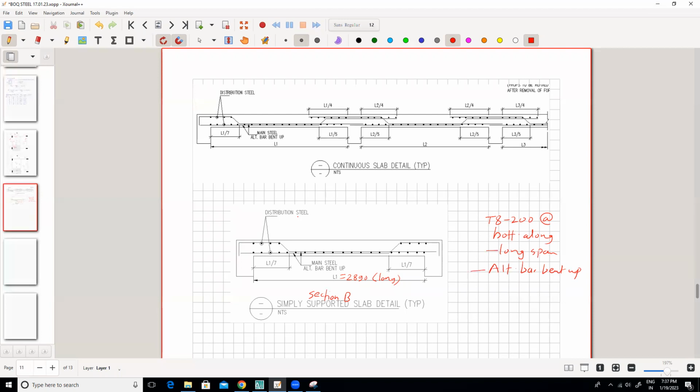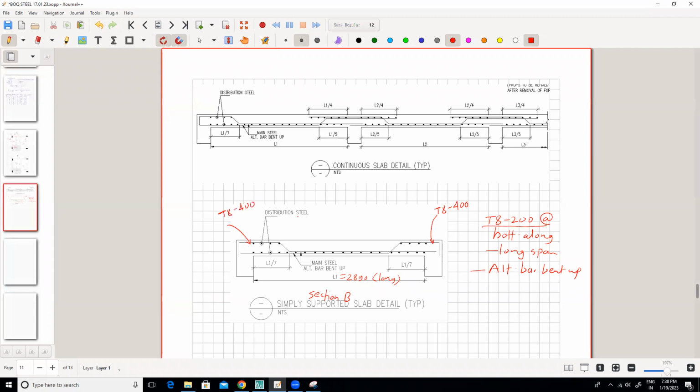So alternate bar bent up means, you can see here, this bar is there. It is going like this, it is bent and it is going straight here. And the next bar is straight here and bent like this. So alternate bars are like this. That means the spacing of this bar is T8 at 200. Not 200, 400. It will be 400. This bar, and this bar will be T8 at 400.